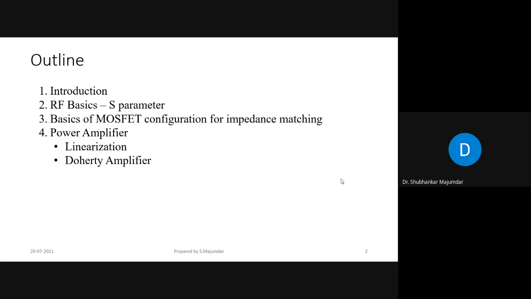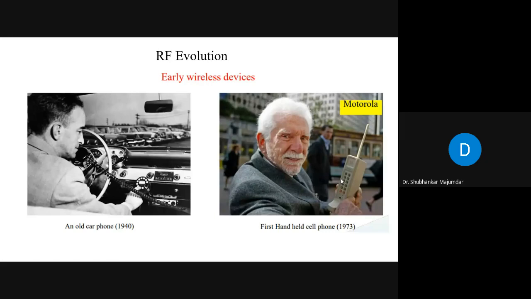Okay, so now as we all know, the RF evolution has been going on from 1940 till date. At that time it was car based, car phones were there. In 1970 the first handheld cell phone was introduced.